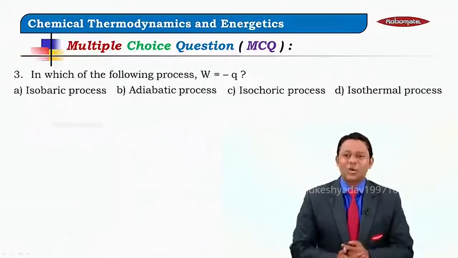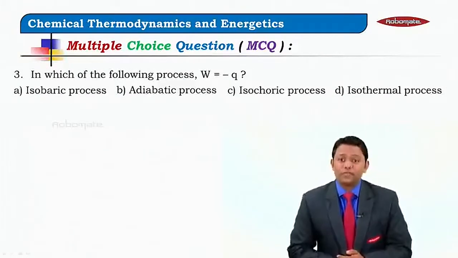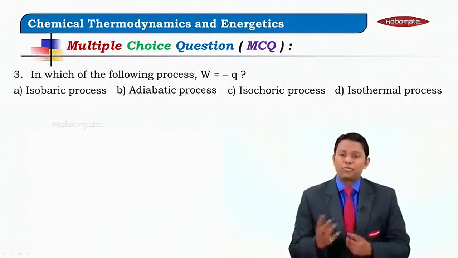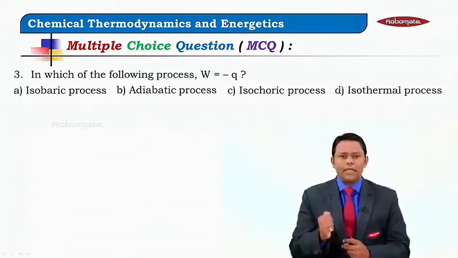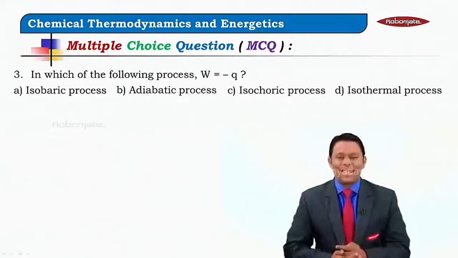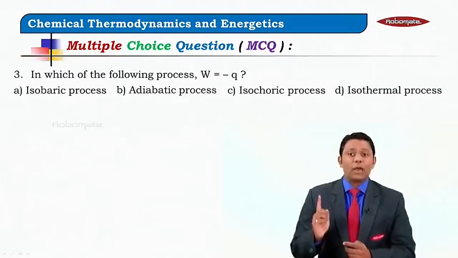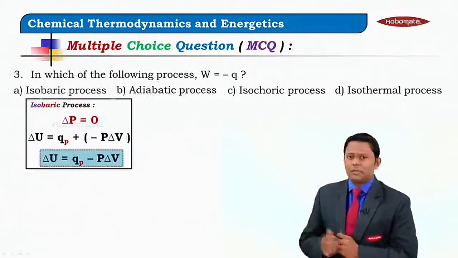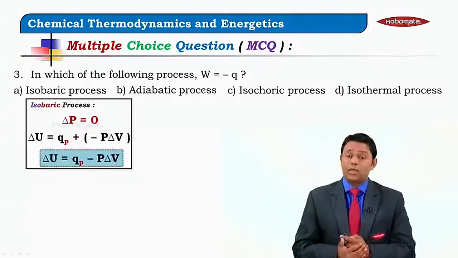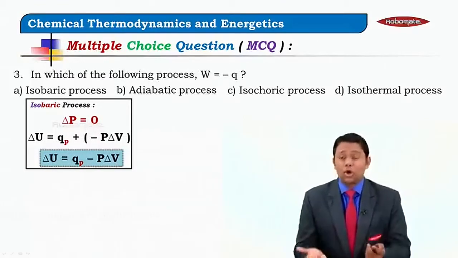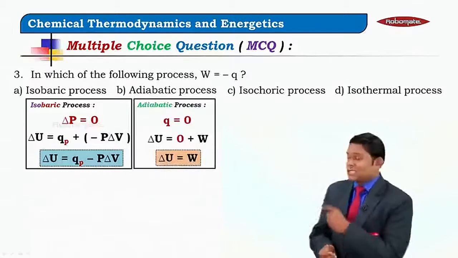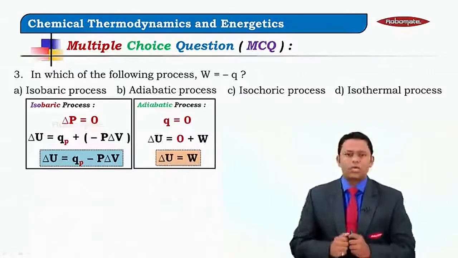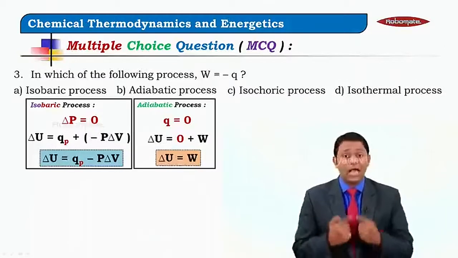Let's take the third question. Question says, in which of the following processes is W equal to minus Q? And we have been given four options: isobaric process, adiabatic process, isochoric process and isothermal process. In isobaric process, if you have seen the module carefully, delta P is 0, but W is not equal to minus Q. That means option A is wrong. In adiabatic process, Q is equal to 0. Whenever Q is equal to 0, delta U is equal to W. That means it doesn't match our requirement.